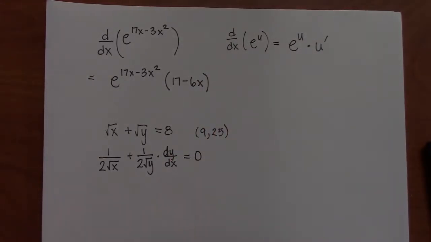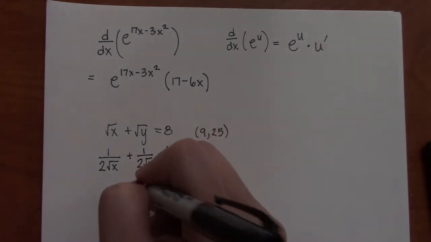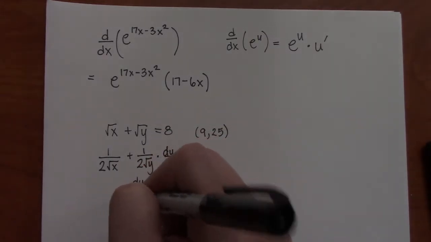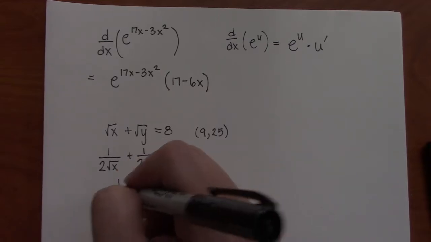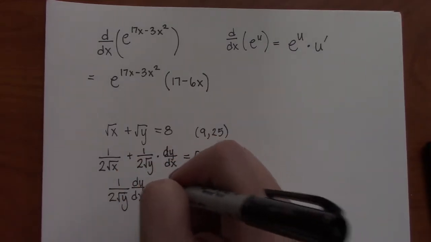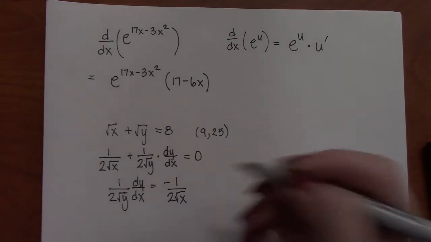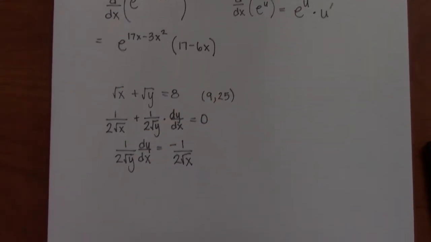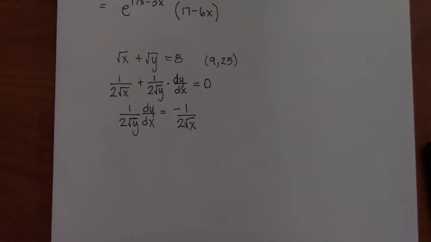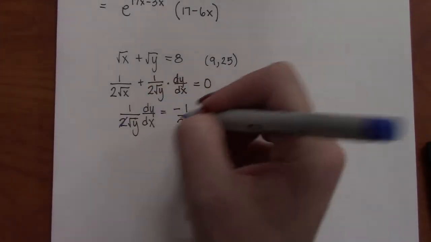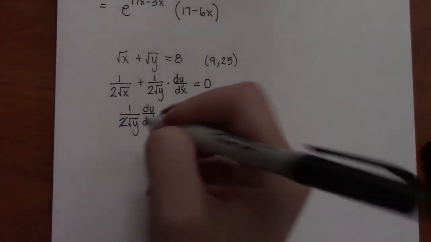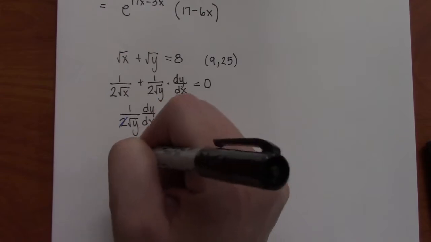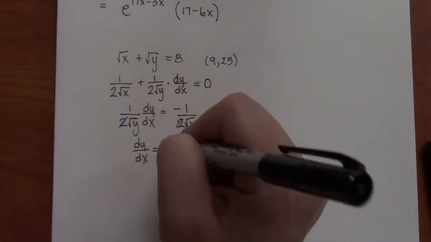So if we solve this for dy dx, right, we move everything without a dy dx to the other side. And I can see here that I've got a 2 in the denominator of each function, so that'll cancel. And if I want to get dy dx all by itself, well, we just multiply both sides by the square root of y.